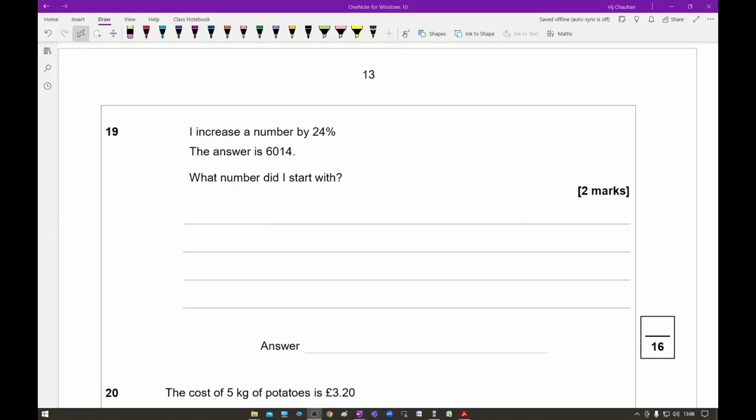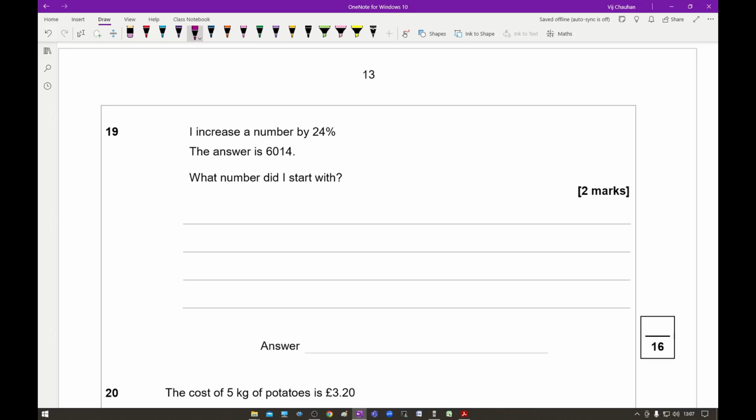Now looking at question 19, it says I increase a number by 24%. The answer is 6014. What number did I start with? Now there's a couple of ways in which you could do this if you're familiar with decimal multipliers. So here what we're looking for is a reverse percentage question. When you are working out percentage increase or decrease, you are simply multiplying. So when you're doing the reverse of that, we actually need to divide by the decimal multiplier.